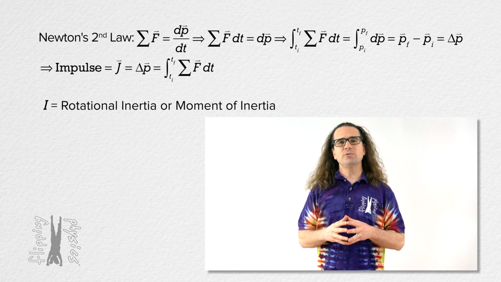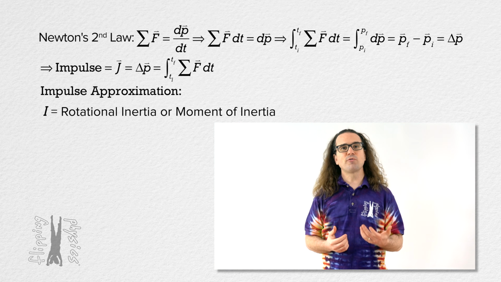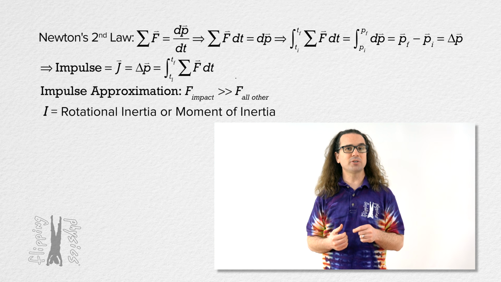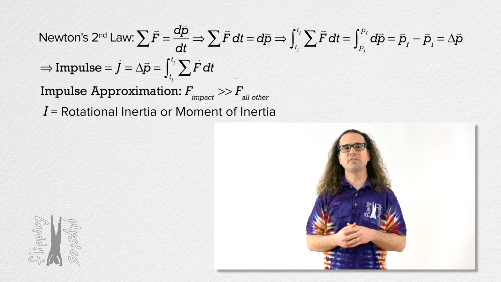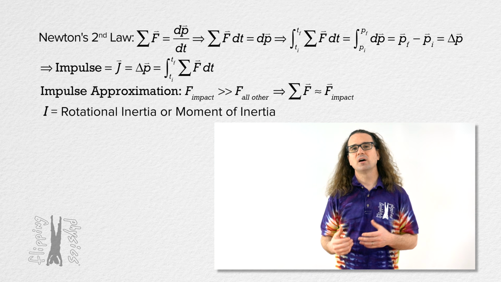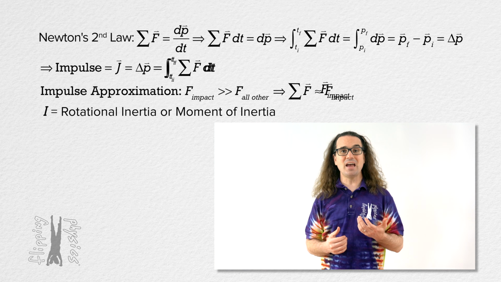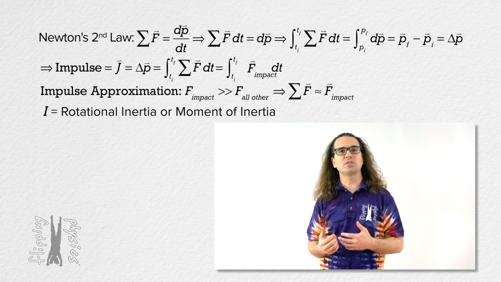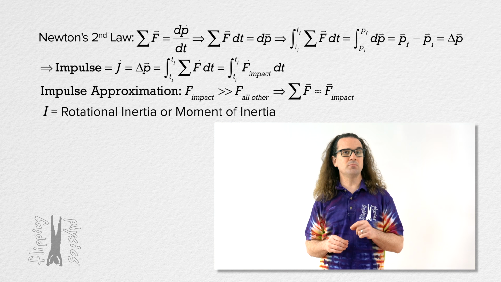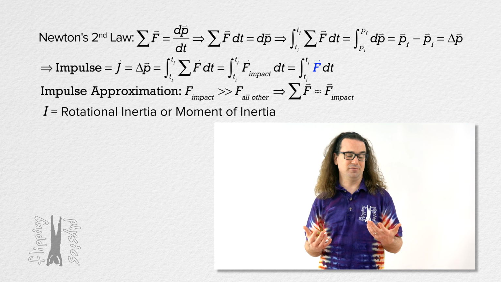Please recall that the impulse approximation states that often the force of impact is so much larger than all the other forces acting on the object that we can consider the force of impact to equal the net force. Therefore, according to impulse approximation, we can replace the net force in our impulse equation with the force of impact during the collision. And usually the symbol used for the force of impact during the collision is just capital F.